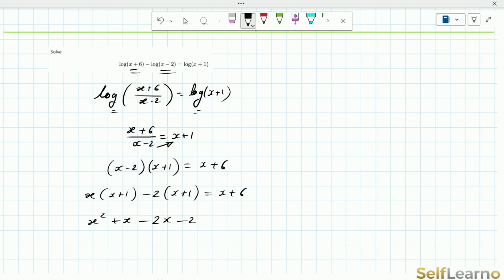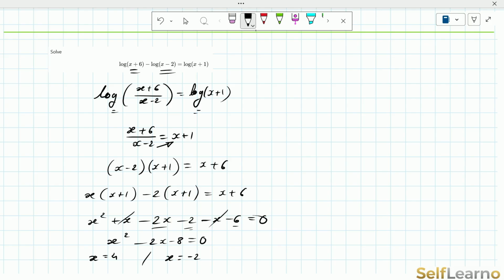Let us bring everything on the left. That would be better for us. X cancels. Good. X squared minus 2x minus 8 is equal to 0. Yes, minus 2 and this minus 2 and minus 6 is minus 8. It is a simple quadratic equation. You can solve it. Using your calculator, you will get 4 and, for the other root, negative 2.